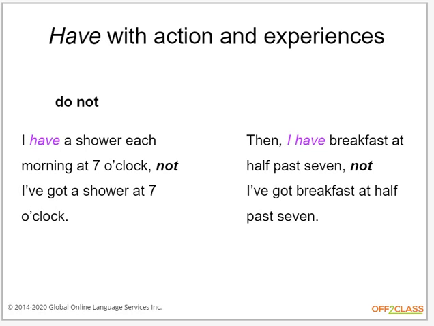So remember, we use have for actions and experiences, but we do not use have got. So for example, I have a shower each morning at 7 o'clock. We don't say, I've got a shower at 7 o'clock in the morning. Then I have breakfast at 7:30. Not, I've got breakfast. We don't say the got. So does that make sense? Just make sure you just say, I have.